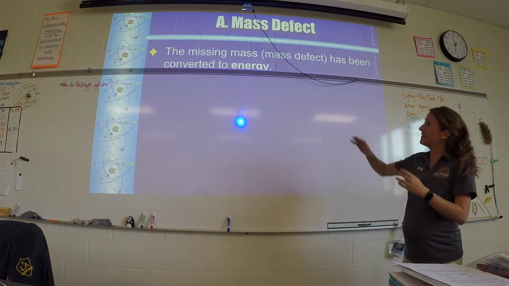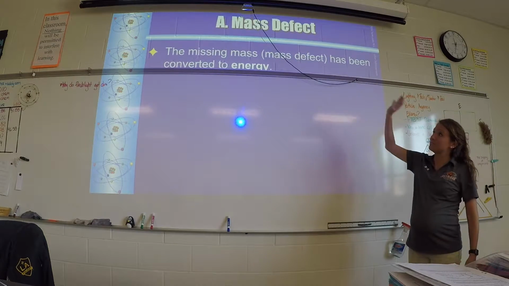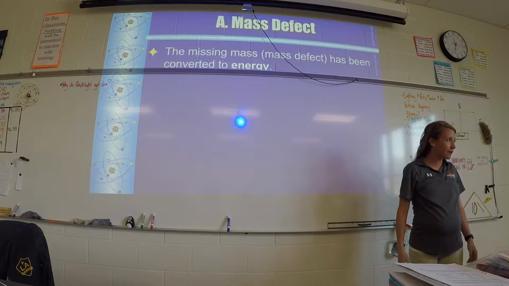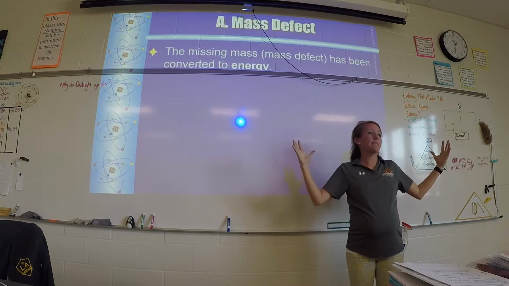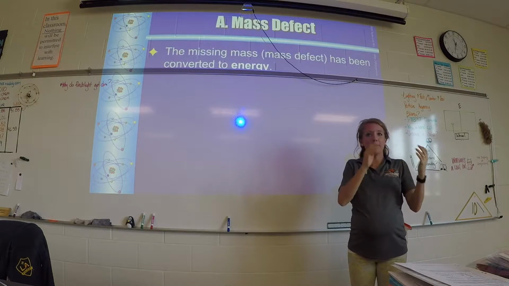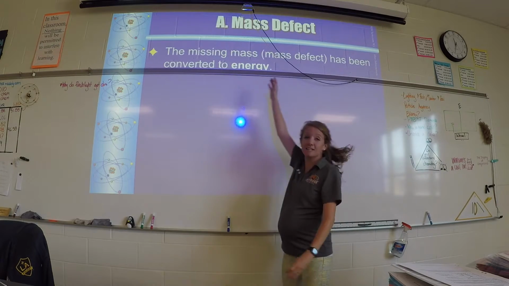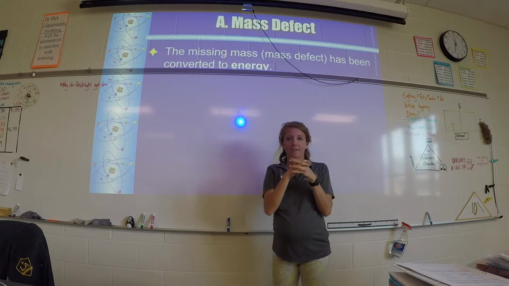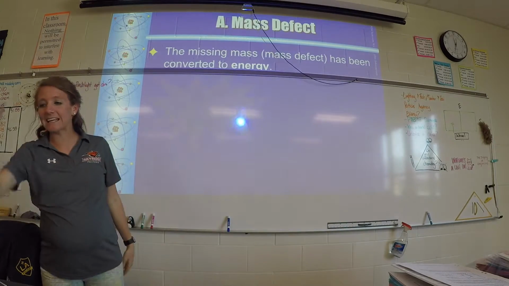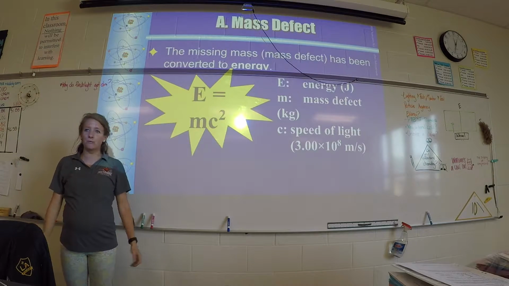Okay, so here we go. With this idea of mass defect, what scientists discovered is that when you take individual pieces of an atom and put them all together, that missing mass is converted into energy. And that energy is what holds an atom together. This is actually where we get the famous equation E equals mc squared.